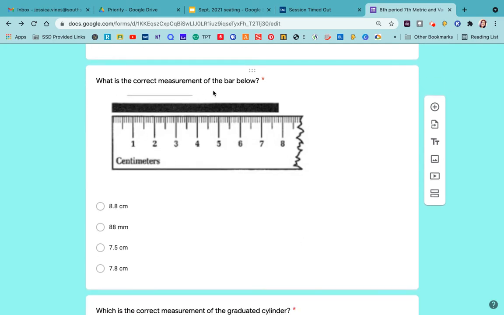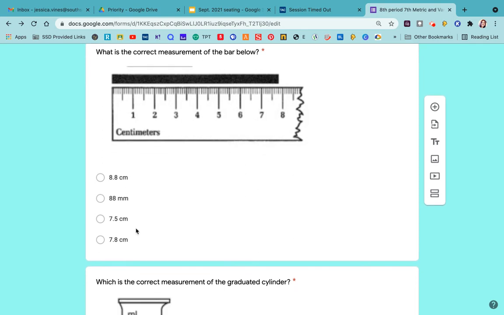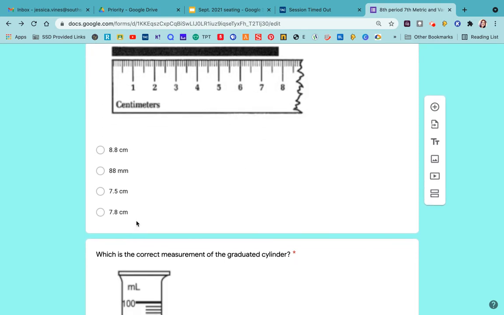What is the correct measurement of the bar below? This is the bar. This is your centimeter metric ruler. Is it 8.8 centimeters, 88 millimeters, 7.5 centimeters, or 7.8 centimeters?